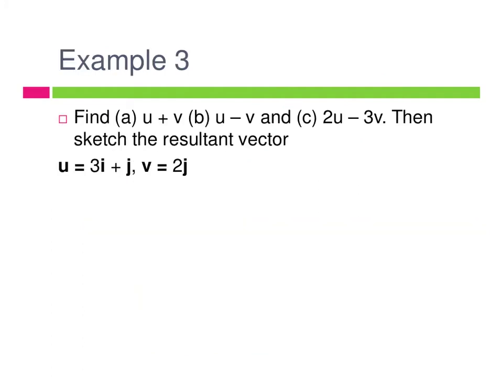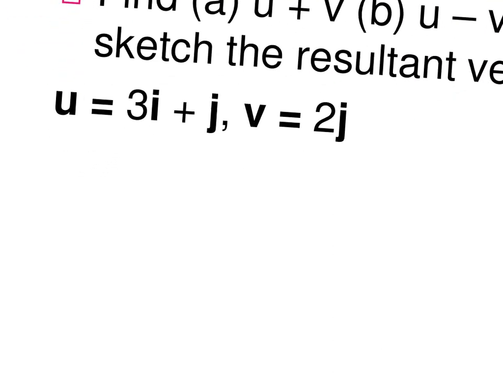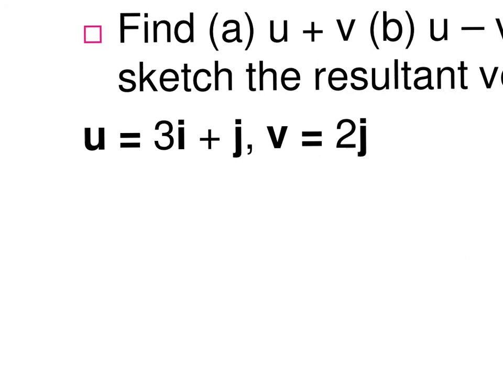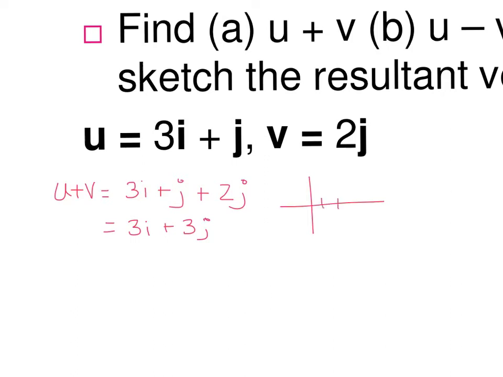Okay, so let's take a look. We're going to do exactly the same thing, and we're going to sketch the resultant vector. So now I have it in terms of i and j. I personally think this is easier because it's kind of like algebra when we're adding them. So when I'm doing u plus v, I'm literally going to add like terms. So here I have this. My like terms are the j's. So I get 3i plus 3j. Let's graph that. Initial point at the origin, terminal point at 3, 3.